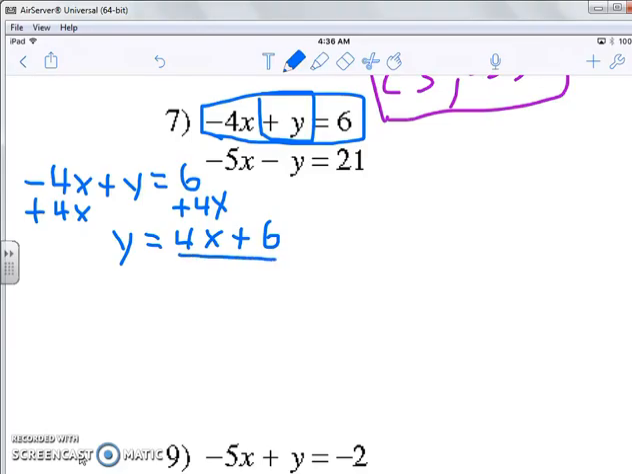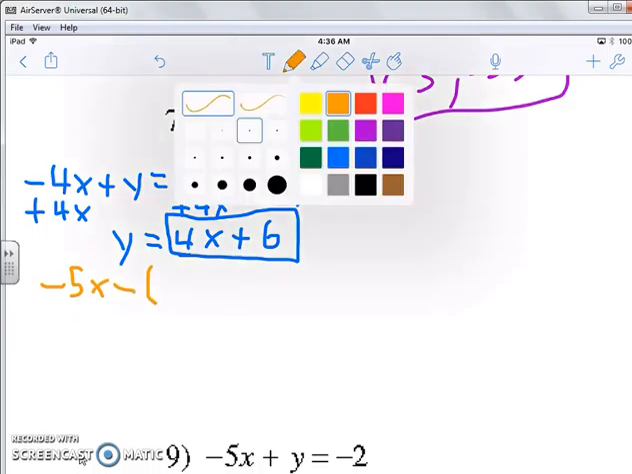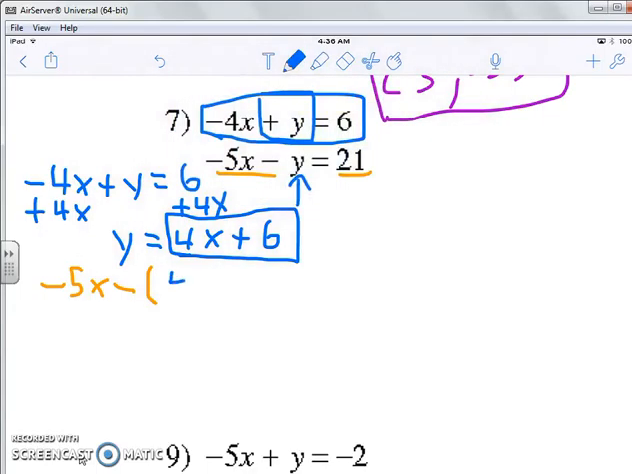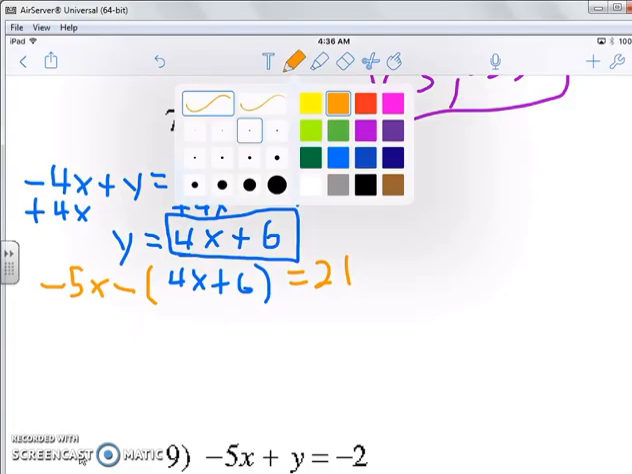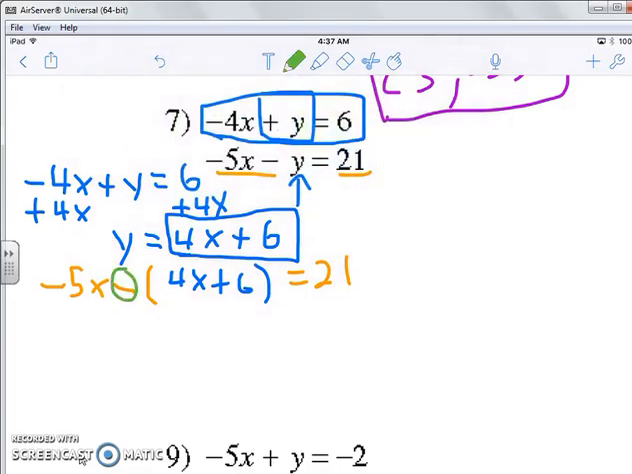So now I'm going to take this 4x plus 6 and I'm going to put it in place of y in the second equation. So let's use orange for my second equation. Negative 5x minus, now that minus is tricky because I'm going to have to distribute it. And this is where the 4x plus 6 comes in. Because it's minus y, then it's minus 4x and minus 6 is 21. So now I'm going to distribute the negative.